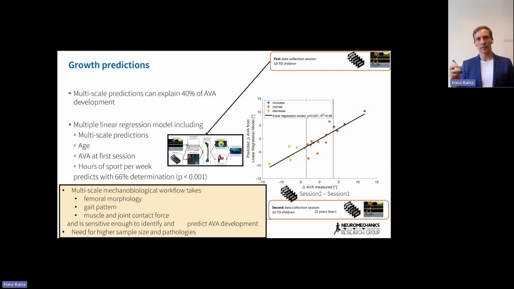So this was a first, let's call it a first pilot study, I would say, because we only had 10 participants in this study. So there's of course a need for larger sample sizes and also for including pathological participants which do not have a normal development.